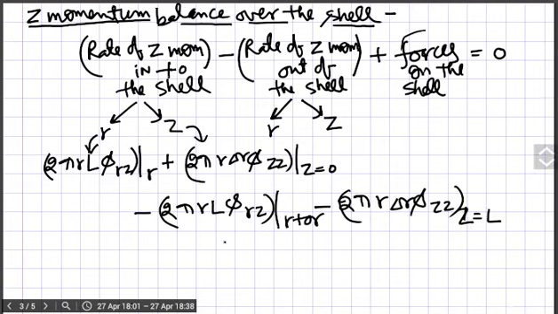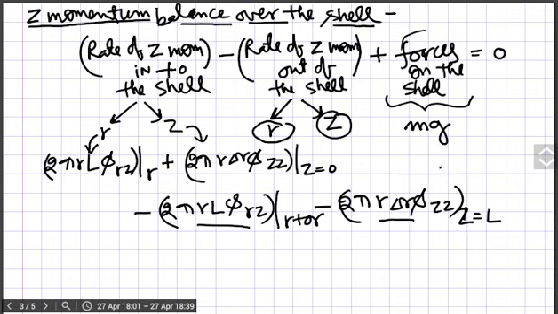So here you can see that I have written it, that through the R surface, the momentum that is going out is this, and through the Z surface, the momentum that is going out is this. Now we need to find out what are the forces that are acting on the shell. Only gravity forces are acting on the shell, so mg type of force will be there, vertical force, and you can write it this way.